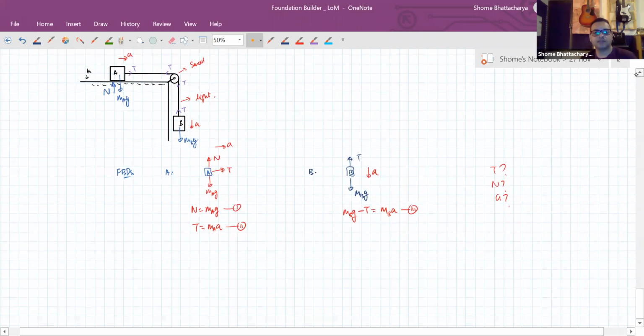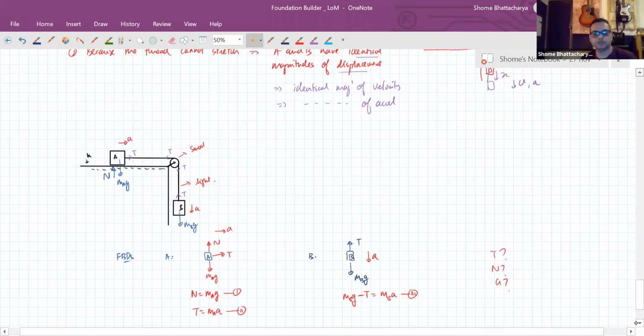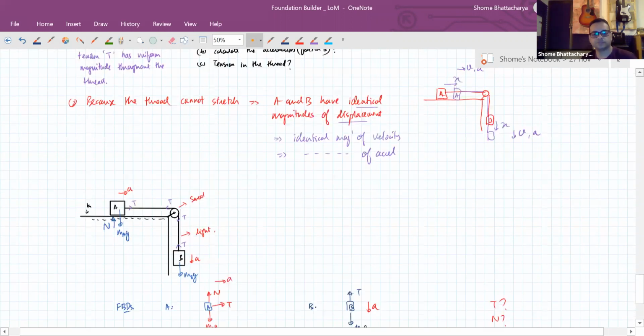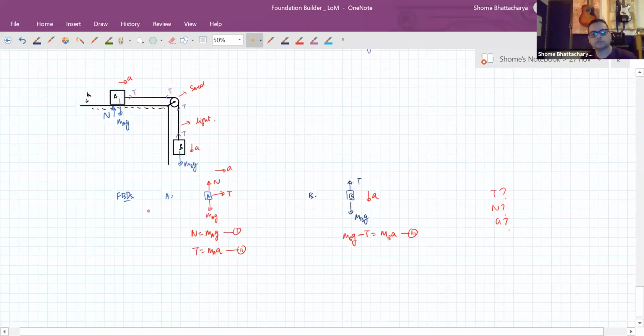So the masses I had given were 20 and 30. Let's make use of that. Mass of A was 20 kg. Mass of B was 30 kg. So this second equation will become T is equal to 20A. The third equation will become 30g minus T is equal to 30A.